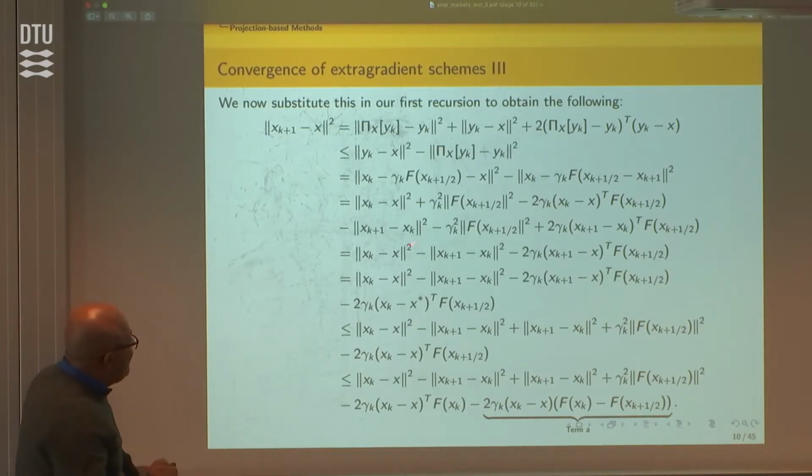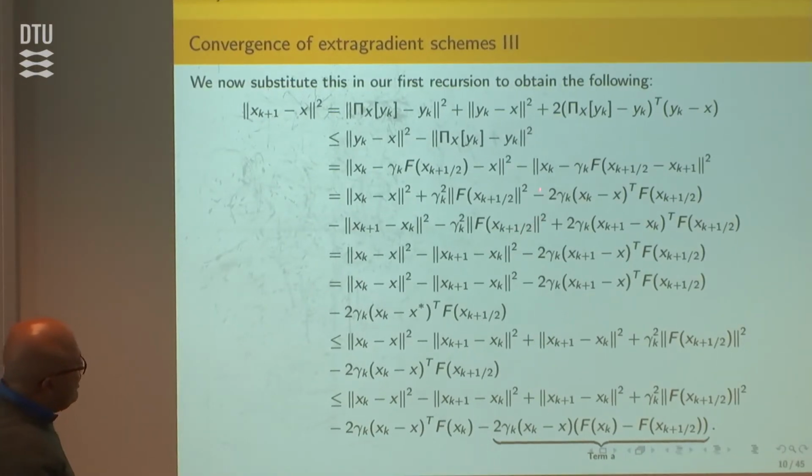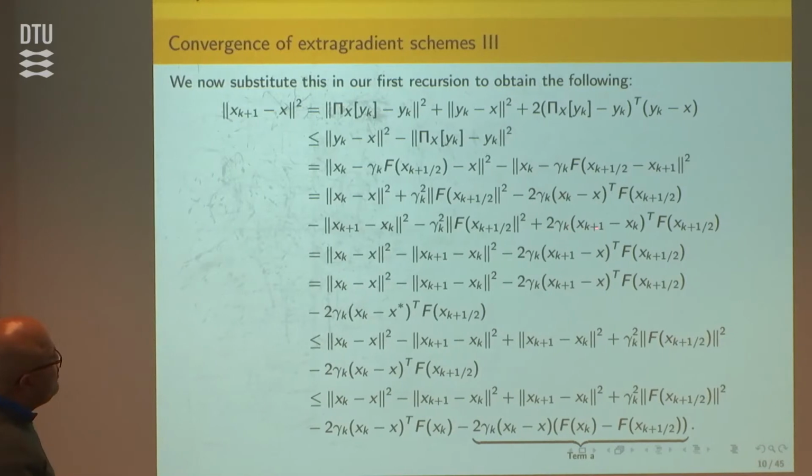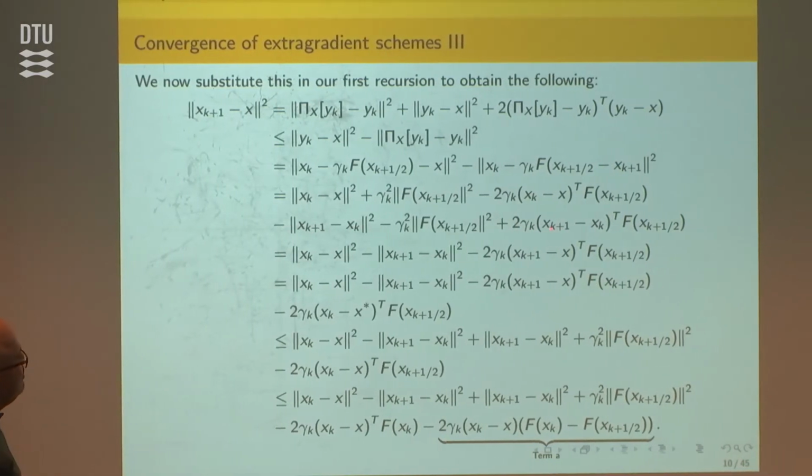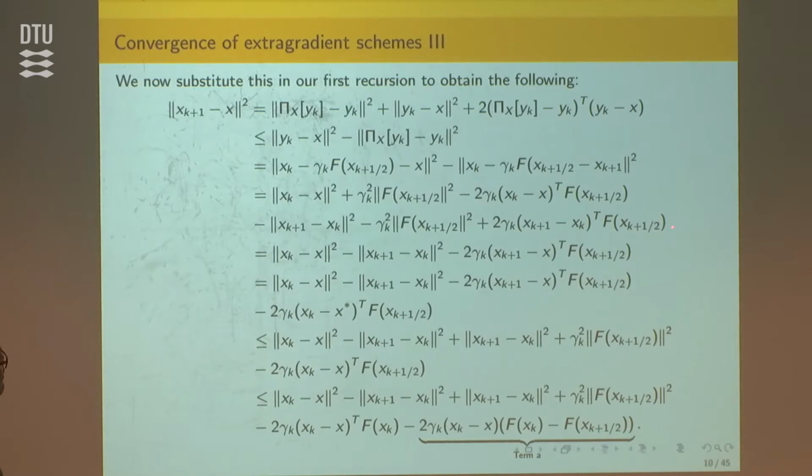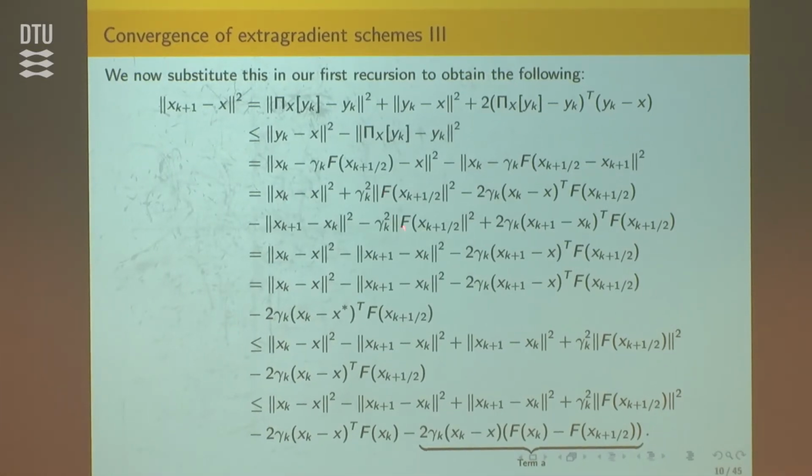Repeat the same thing and I have an xk plus 1 minus xk here, okay, minus gamma k squared f of xk plus 1 half squared plus 2 gamma k, because there was a negative sign outside, xk plus 1 minus xk transpose f of xk plus half from here. Okay, so now the first thing that you notice is these two cancel. From this, xk transpose f of xk plus half and xk transpose f of xk plus half cancel. You're left with xk plus 1 minus x transpose f of xk plus half.